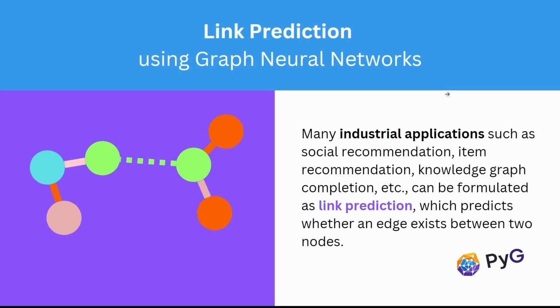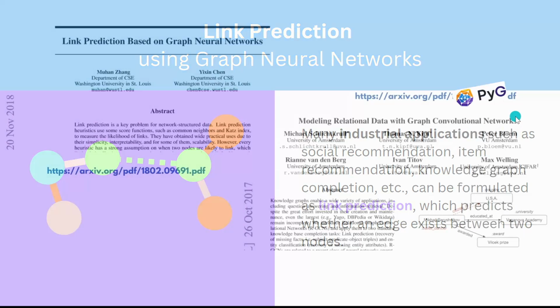Now, in many industrial applications such as social recommendation, item recommender, knowledge graph completion, something can be formulated as a link prediction, and what it does, it predicts whether an edge exists between two different nodes in your graph. So let's have a look at this.